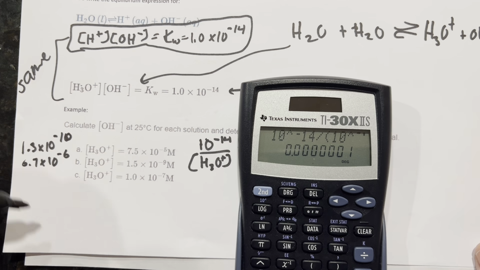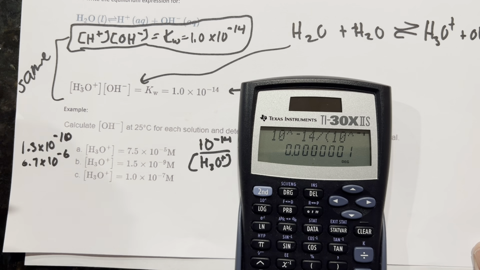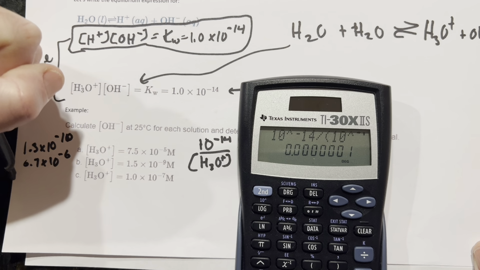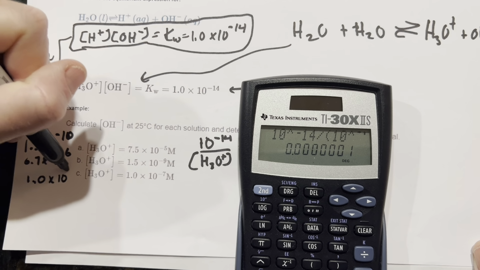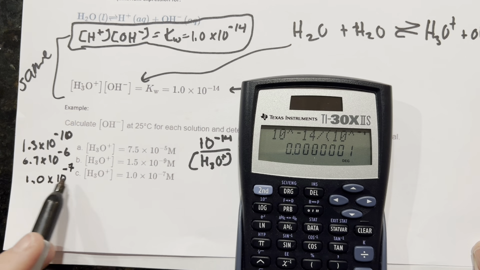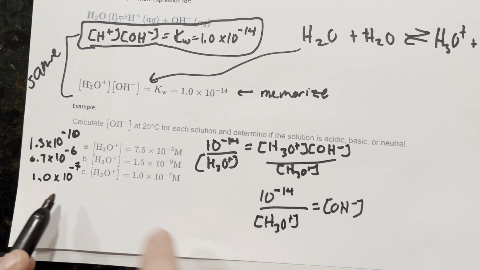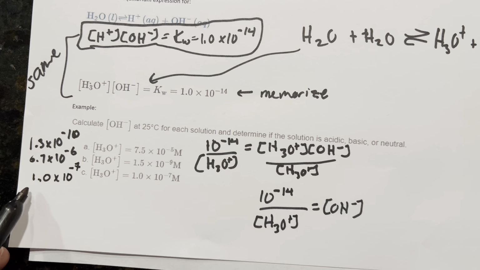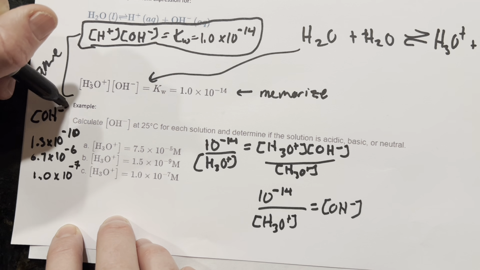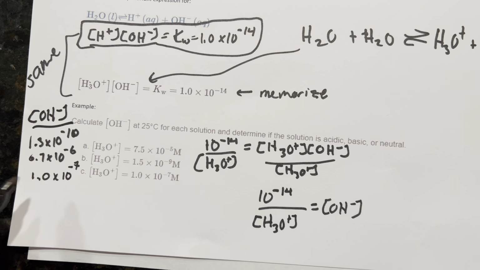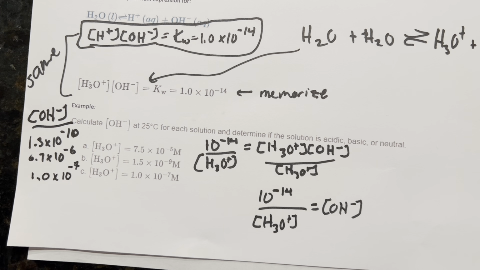And I get 1, 2, 3, 4, 5, 6, 7. What a surprise. You would do 1.0 times 10 to the negative 7. And again, make sure that those exponents add up. This would be what we call a neutral solution, when the amount of H3O plus is equal to the amount of OH minus over here. When these two things are equivalent, your solution is neutral.